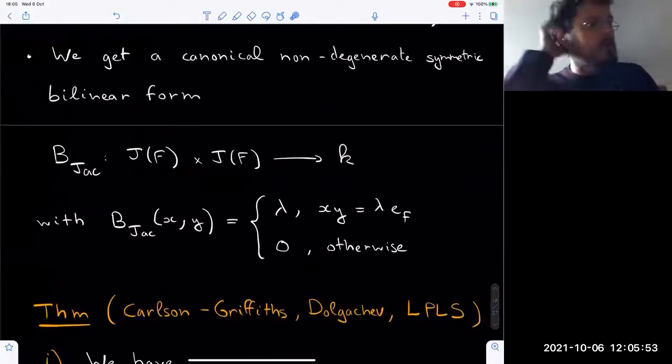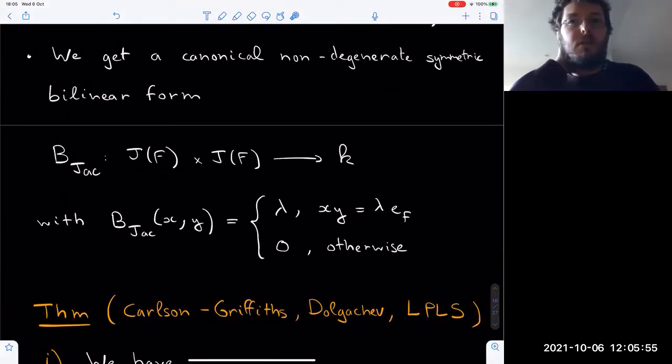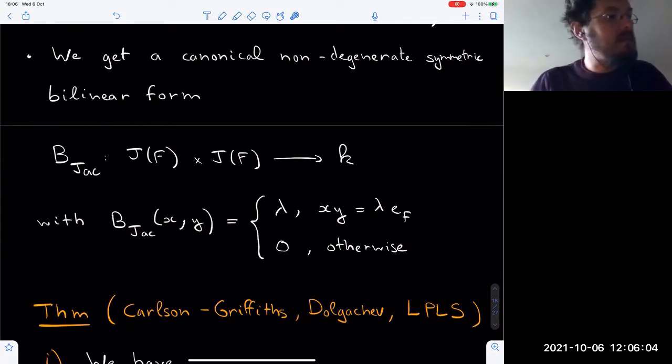And using this canonical generator, the fact that it's Gorenstein tells you that you get a canonical non-degenerate symmetric bilinear form, which is defined simply like this: for a pair x, y, what you do is you form the product in the ring, and if it is in the top degree, then it's a multiple of this canonical generator, by some lambda, and then the form just spits out lambda. Otherwise, if it's in the wrong degree, it's 0.